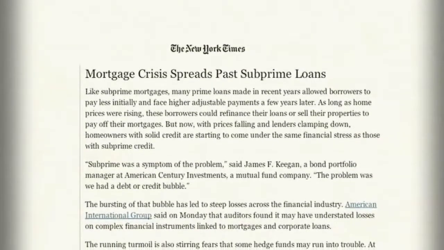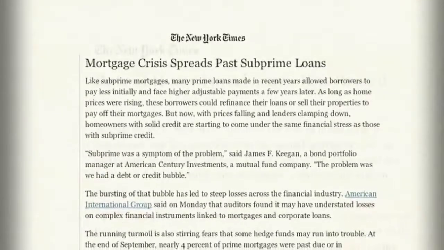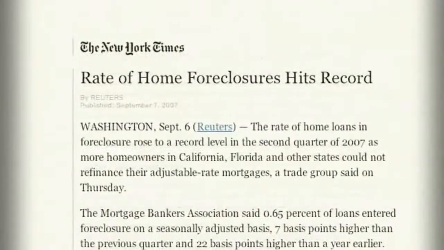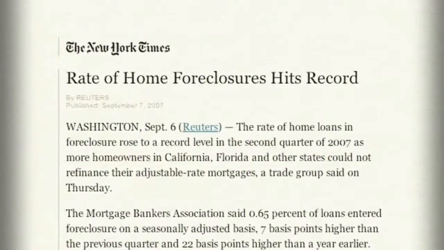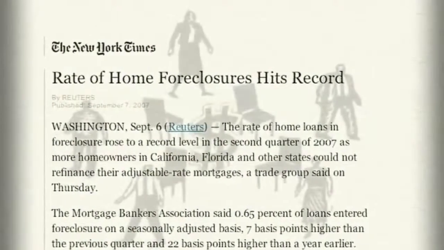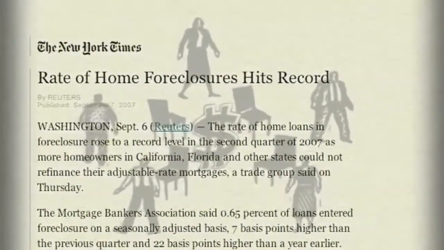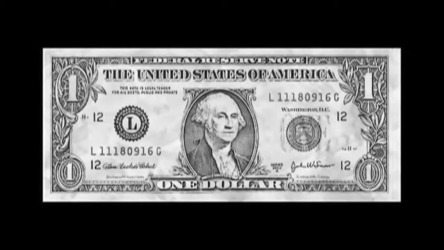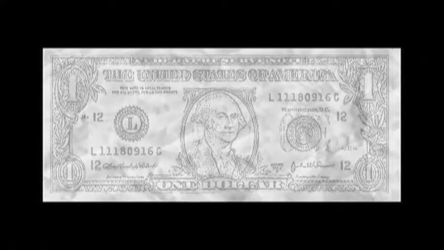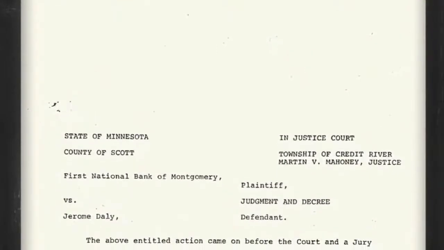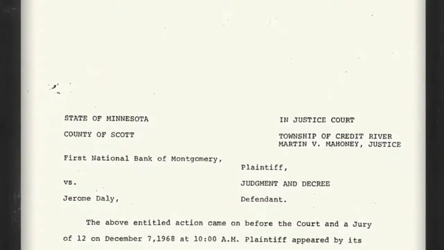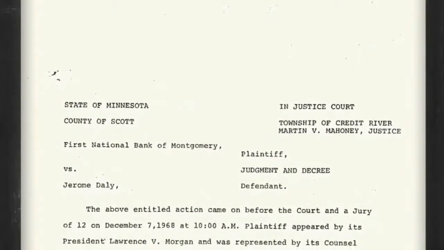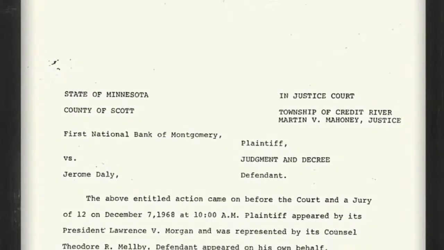For if you are unable to pay for your mortgage, they will take your property. This is particularly enraging when you realize that not only is such a default inevitable due to the fractional reserve practice, but also because of the fact that the money that the bank loaned to you didn't even legally exist in the first place. In 1969, there was a Minnesota court case involving a man named Jerome Daly, who was challenging the foreclosure of his home by the bank which provided the loan to purchase it.